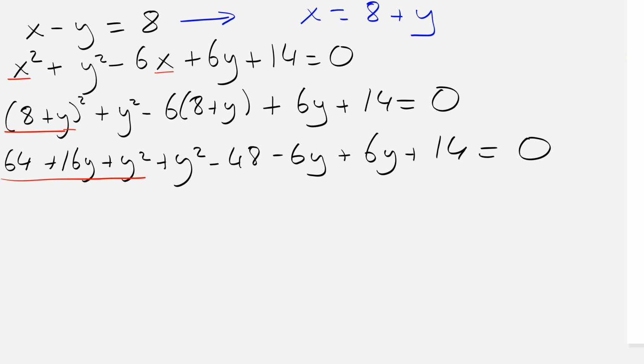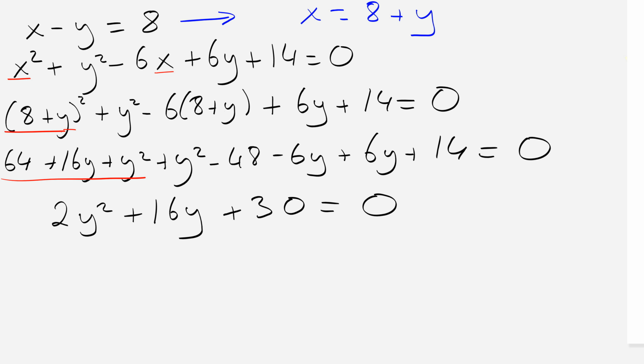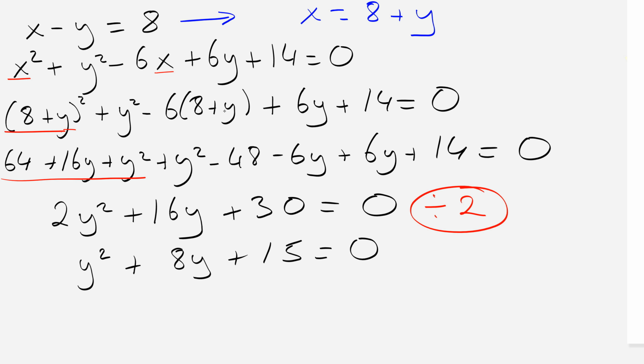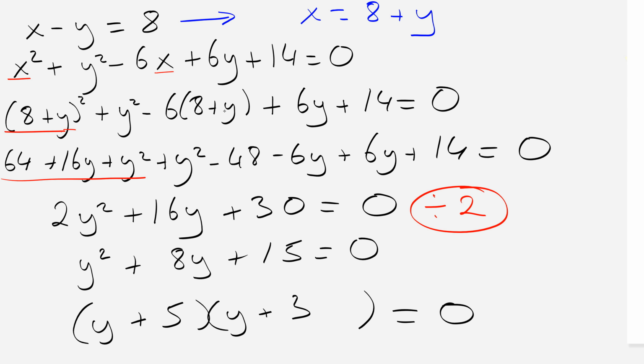So a lot of tidying up to do here. So when I tidy all this up, I'm going to have 2y squared. Then in the y's, 16y minus 6y plus 6y. So that's simply plus 16y. And then I've got my 64 minus my 48 is 16, and 14 is 30, is equal to 0. Now once again, we can see this equation can definitely be simplified if we divide the whole thing by 2. So let's do that. So we'd have y squared plus 8y plus 15 is equal to 0. Then I can solve it. y plus 5, y plus 3 is equal to 0.